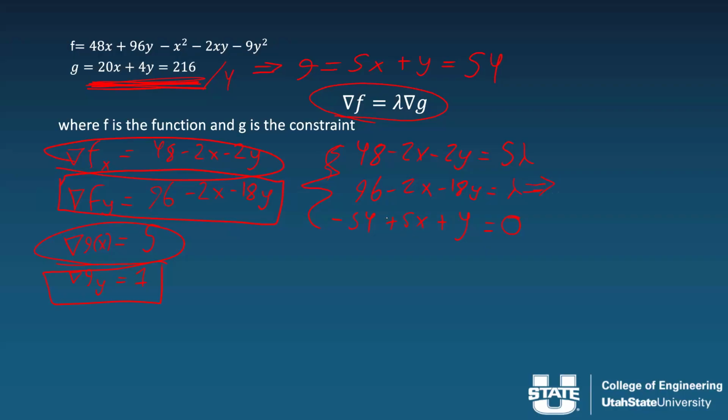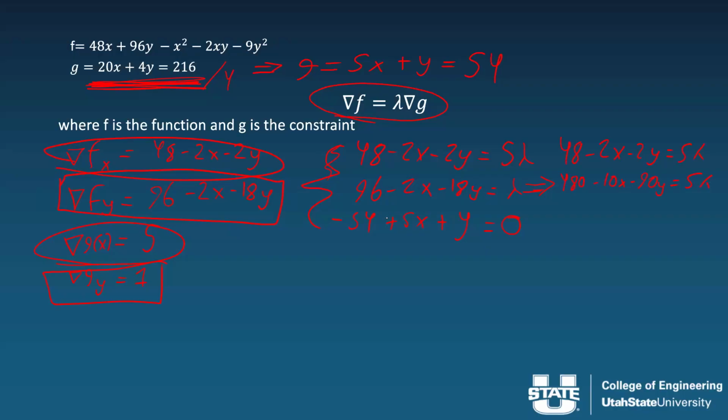Mm-hmm. So if I multiply this by 5, I'm going to rewrite the equations here. It's going to be 48 minus 2x minus 2y equals 5 lambda. And then if I multiply 96 times 5, I'm pretty sure that gives me 432. Let me double check that. No, it gives me 480. So it's going to be 480 minus 10x minus 90y equals 5 lambda.